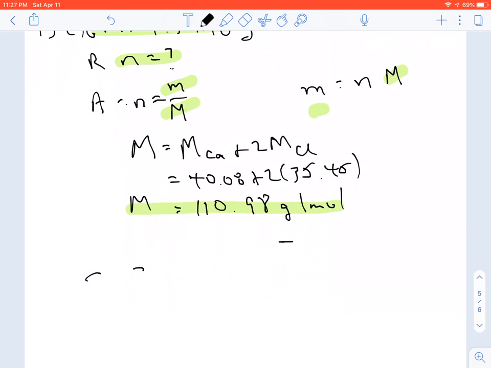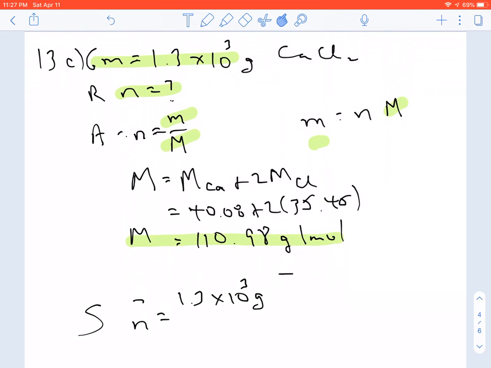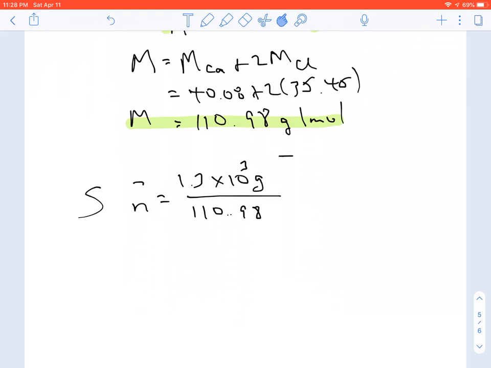So to solve for this, n is equal to little m, which is 1.3 times 10 to the power of 3 grams. That was given in the question, remember, way back up here. And then divided by the molar mass that I just calculated, which is 110.98 grams per mole. Getting 11.7 moles.